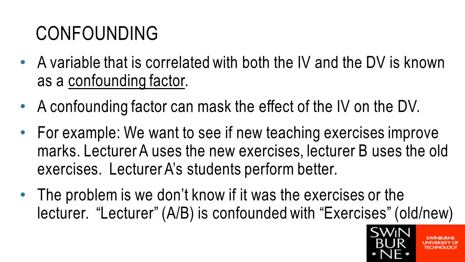We know that both of these things are related to one another because A used the new and B used the old. And we know that both of them are related to the marks because A's students had higher marks than B, but also new exercises had higher marks than the old ones. So these two variables are confounded with each other. We don't know which one had the effect. Maybe both of them had the effect. But the way that this experiment has been set up, we've got this problem of confounding.